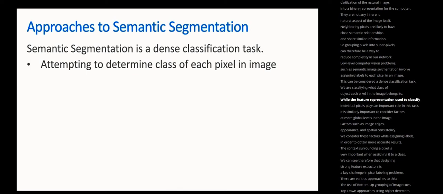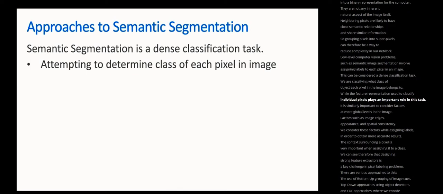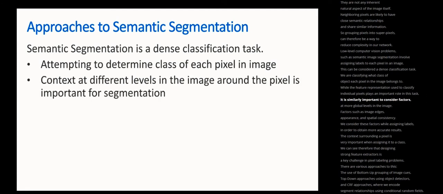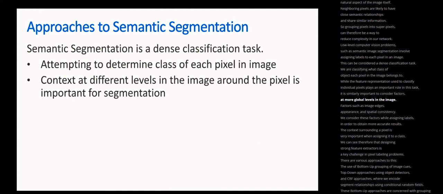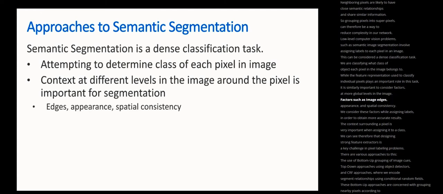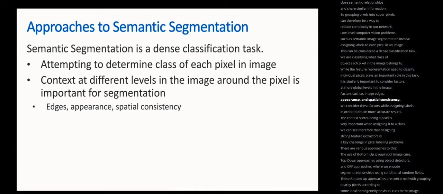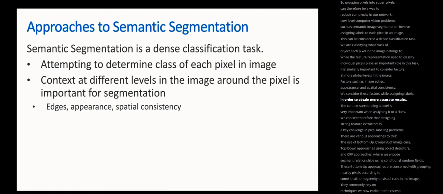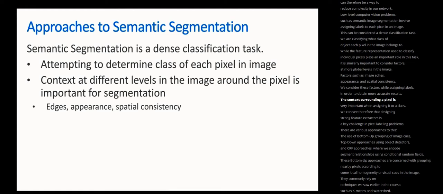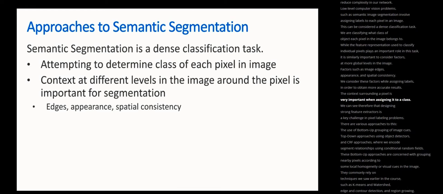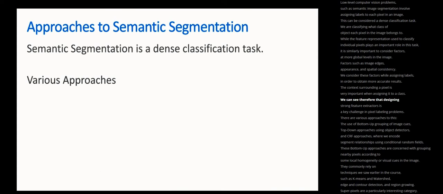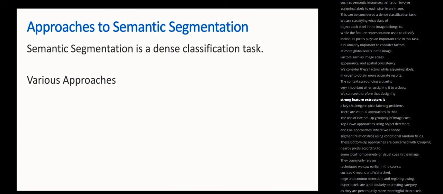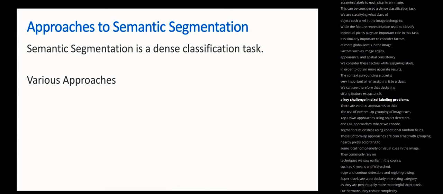While the feature representation used to classify individual pixels plays an important role in this task, it is similarly important to consider factors at more global levels in the image. Factors such as image edges, appearance, and spatial consistency. We consider these factors while assigning labels in order to obtain more accurate results. The context surrounding a pixel is very important when assigning it to a class. We can see, therefore, that designing strong feature extractors is a key challenge in pixel-level labeling problems.